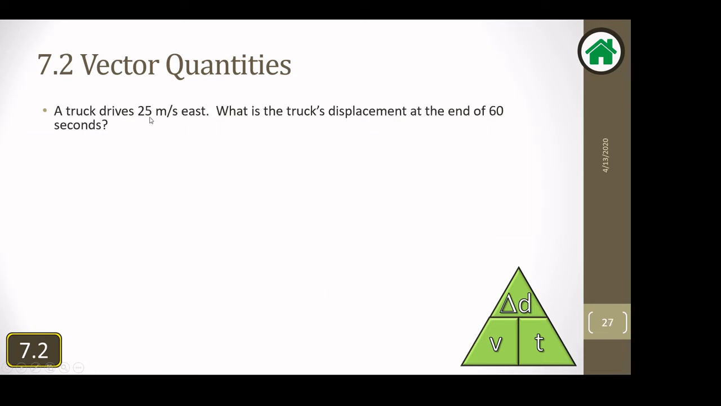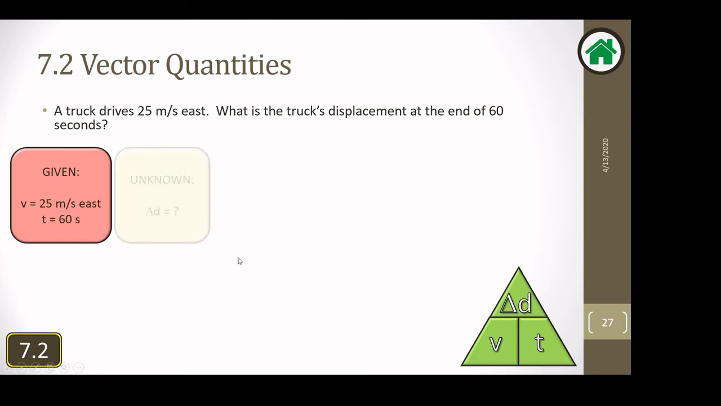A truck drives 25 meters per second east. What is the truck's displacement at the end of 60 seconds? So listing what we know: the truck's velocity is 25 meters per second in the eastward direction. We know that's a velocity because meters per second is a unit for speed or velocity, and the direction makes it a velocity. The time is 60 seconds.